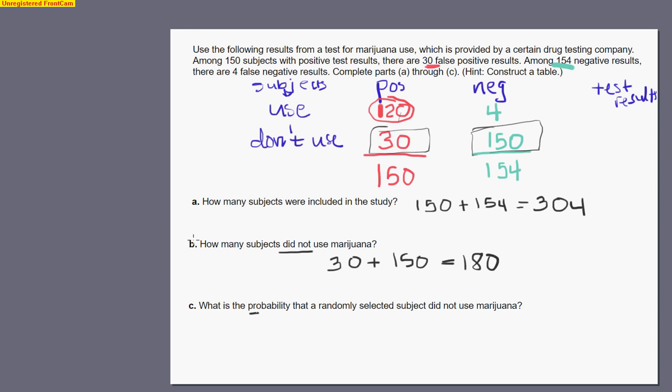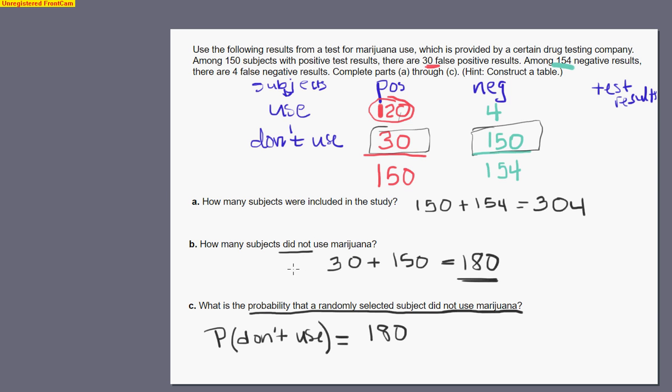So the question now is, what is the probability that a randomly selected subject did not use marijuana? So we know the probability of any event is how many different ways can it happen over the total possible outcomes. So in this case, we're talking about people who don't use marijuana. Probability, well, how many non-marijuana users are there? Well, we just figured that out a minute ago. It's 180 people. There's 180 non-users. So the probability of picking one would be 180 out of how many people total do I have to choose from? Well, we just figured that out in part A. There are 304 people in this study.